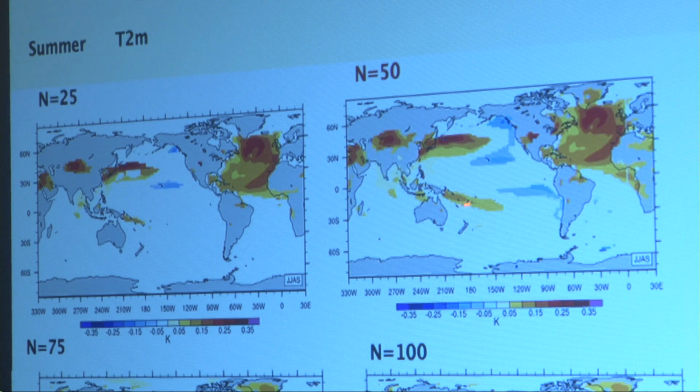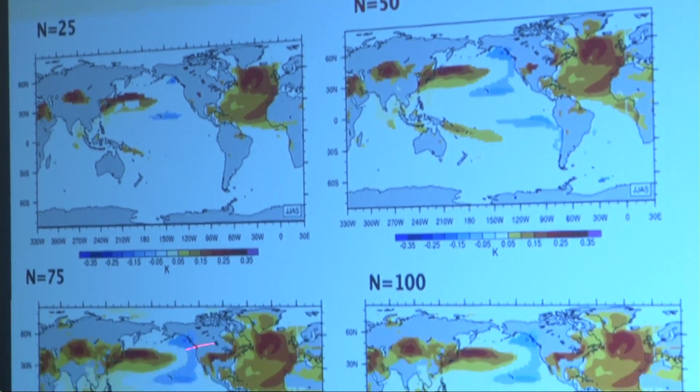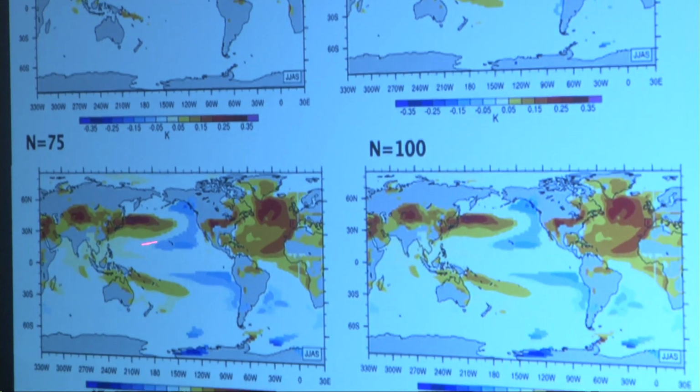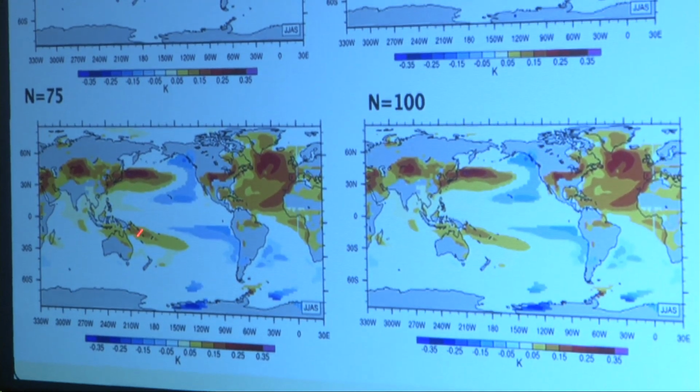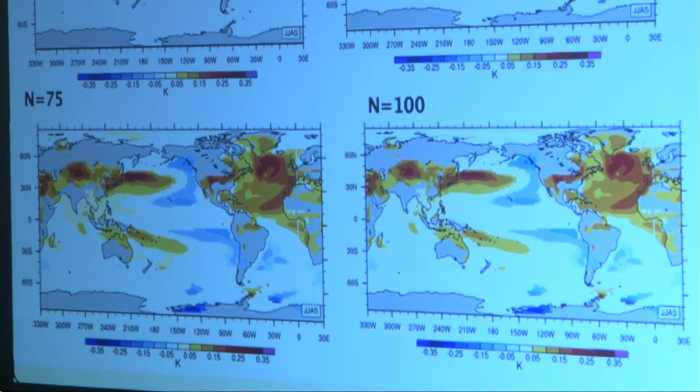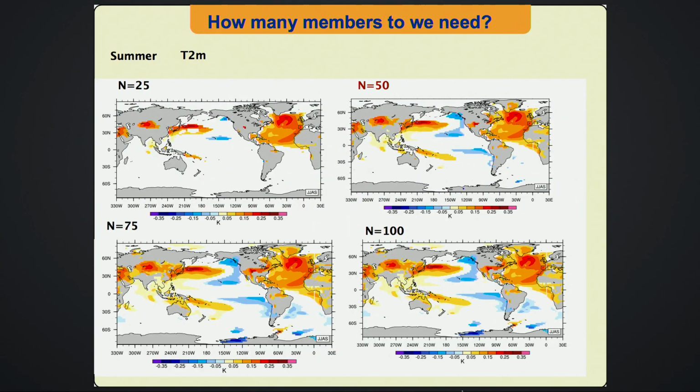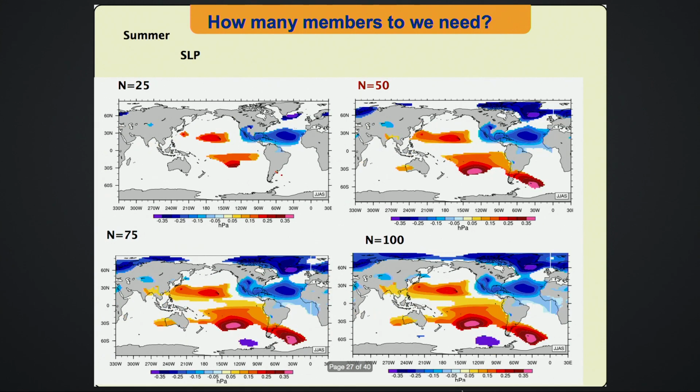And from 50 members, we start getting this PDO-like response. And then I would say that we refine the things, especially over land, but the pattern doesn't change that much. So I would say that 50 for this type of experiment is probably the magic number. Same thing for sea level pressure here.